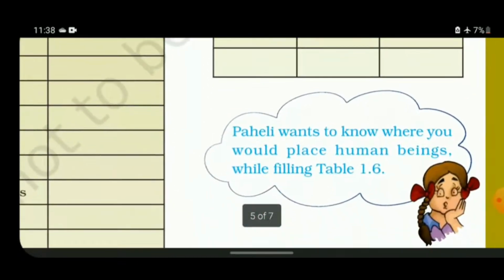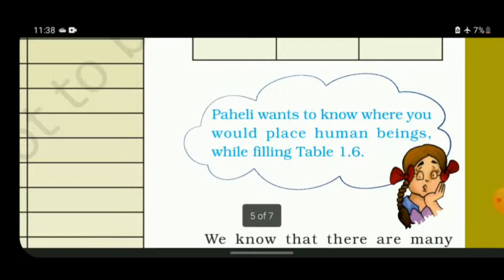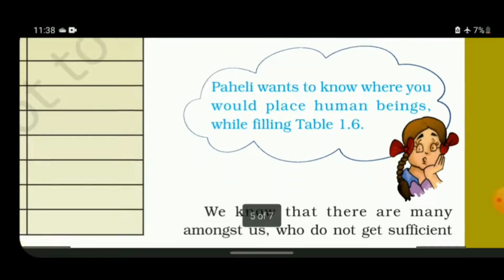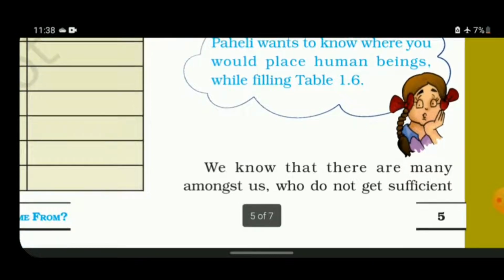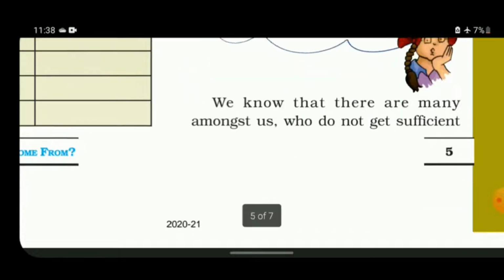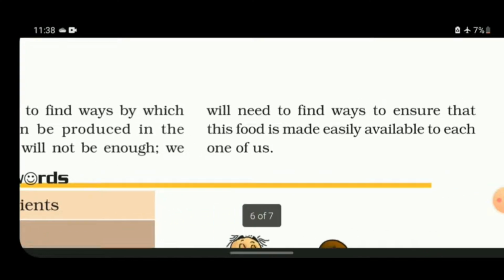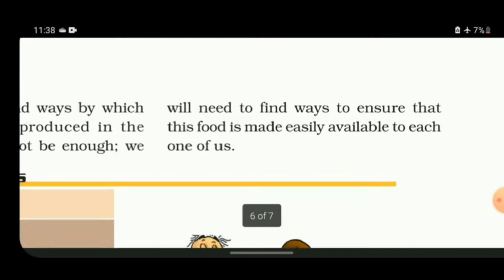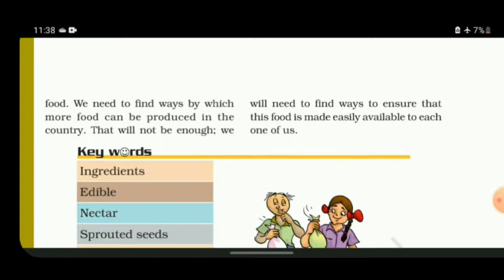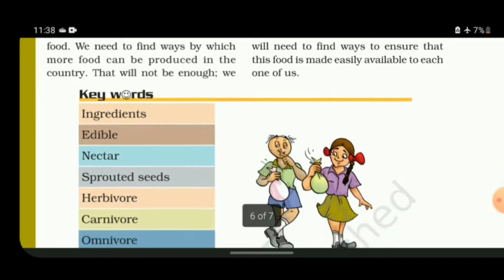Let's start. Pahali wants to know where you would place human beings while filling Table 1.6. We know that there are many amongst us who do not get sufficient food. We need to find ways by which more food can be produced in the country. That will not be enough. We will need to find ways to ensure that this food is made easily available to each one of us.